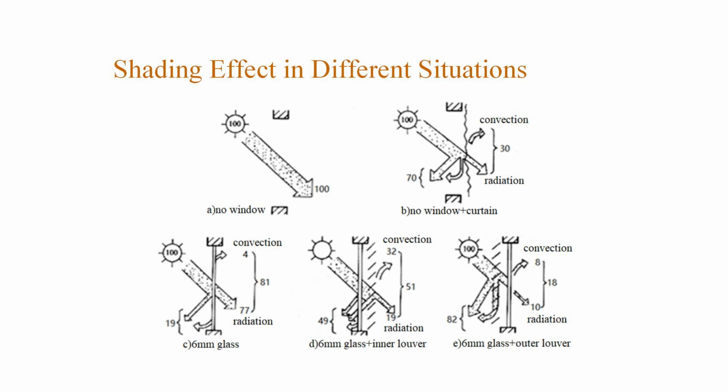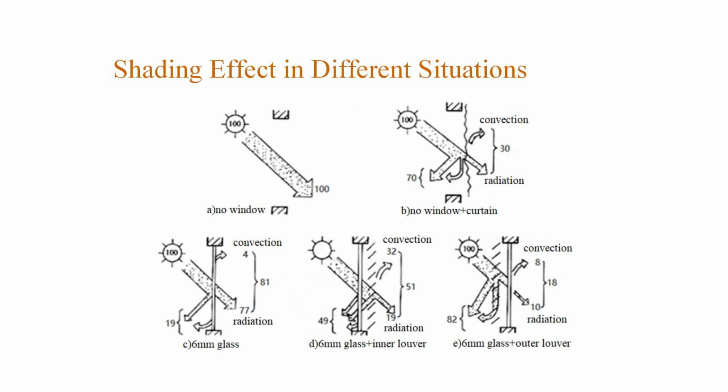Picture C shows the window closed and the glass is used to shade itself. The solar radiation scattered to the outdoor accounts for 19%. Part of which is reflected by the glass, and part of it is absorbed by the glass and then convected out. The solar radiation entering the room accounts for 81%, of which the transmitted radiation accounts for 77%, and 4% is absorbed by the glass and convected into the room.